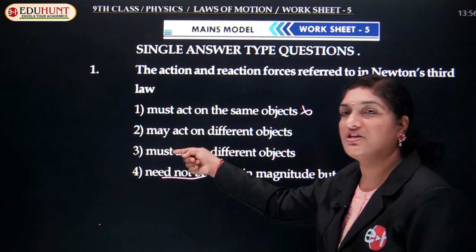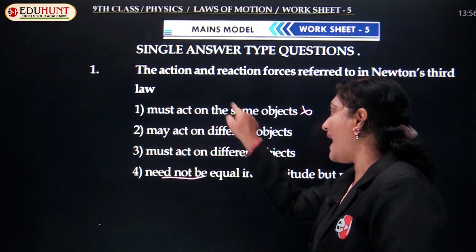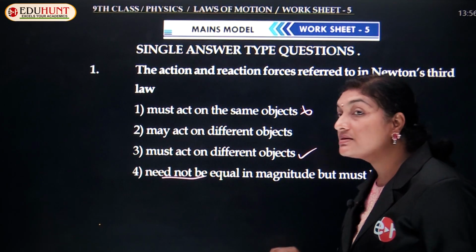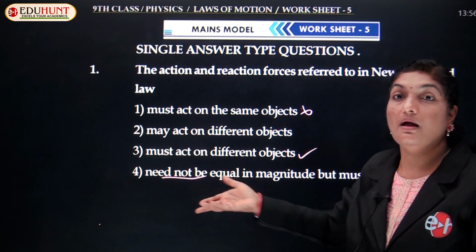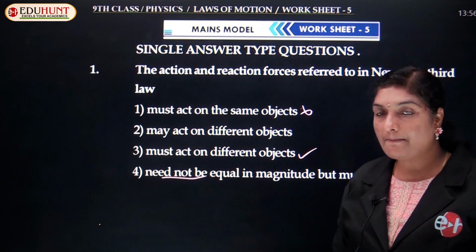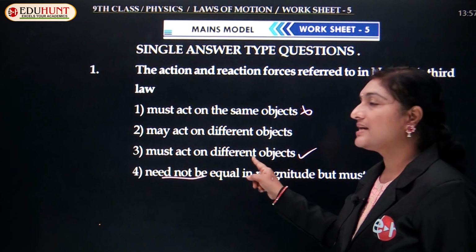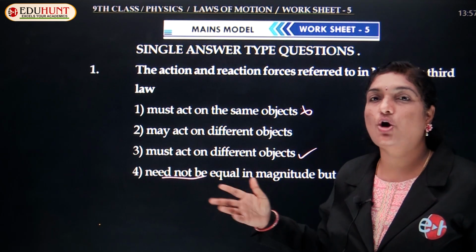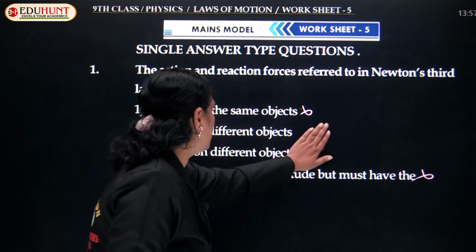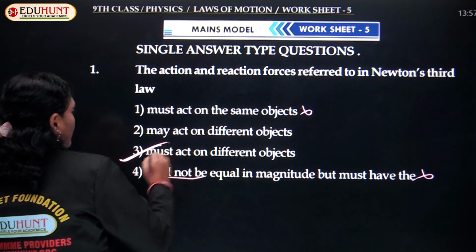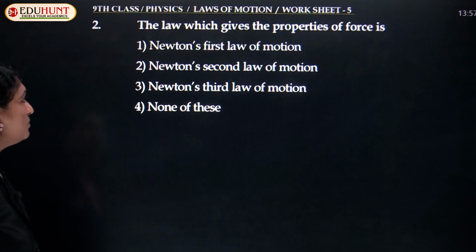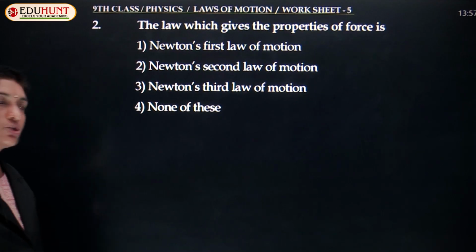Now the confusion arises whether it is may act on different bodies or must act on different bodies. The correct option is must act on different bodies. May means it might be possible, there is a possibility for the other case. No, it is compulsory that they must act on different objects. It's not may, so be clear, children. The only correct option among these is that action and reaction must act on two different objects. So let us move to the next one, question number 2.